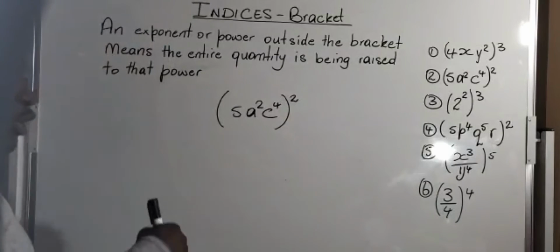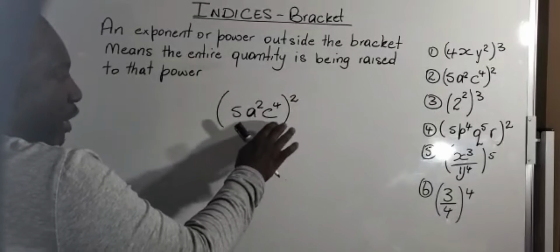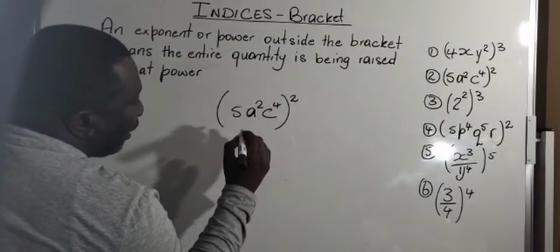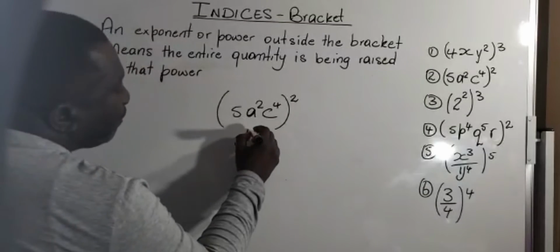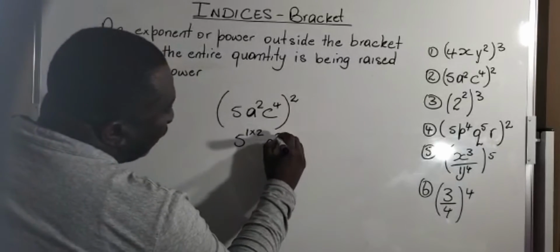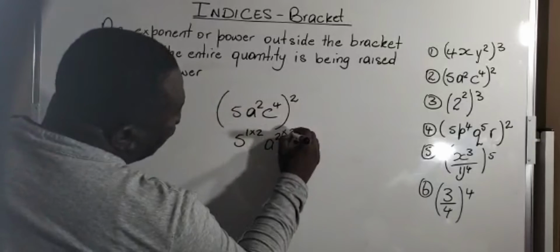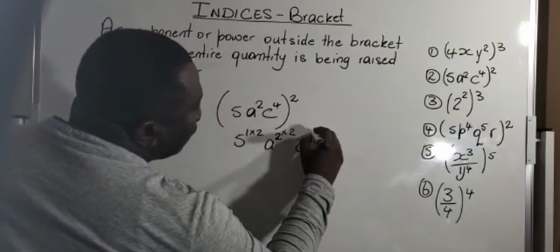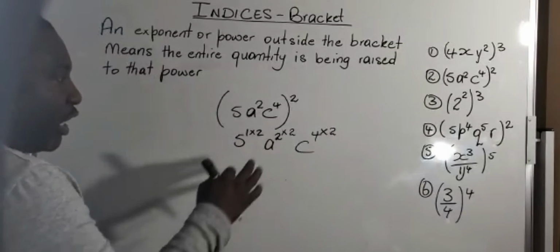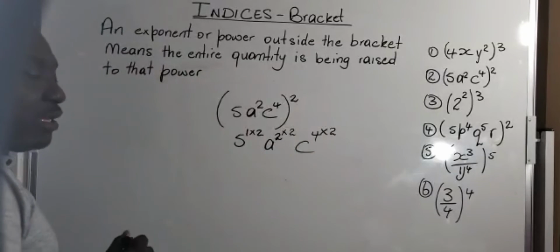Again, what the rule tells us, we are simply multiplying the index of each quantity within the bracket by the power on the outside. Hence, this will become 5 to the first, if you want to write it that way, times 2, a squared, a to the second power is being multiplied by 2 as well, c to the fourth, and this will be multiplied by 2. Guys, I'm multiplying the quantity inside by the power on the outside.